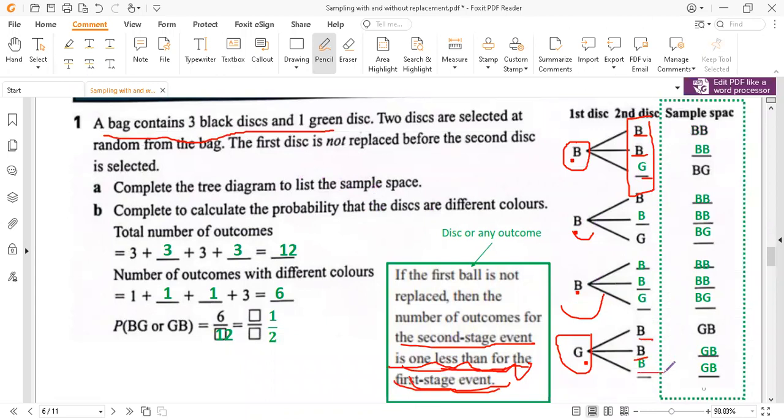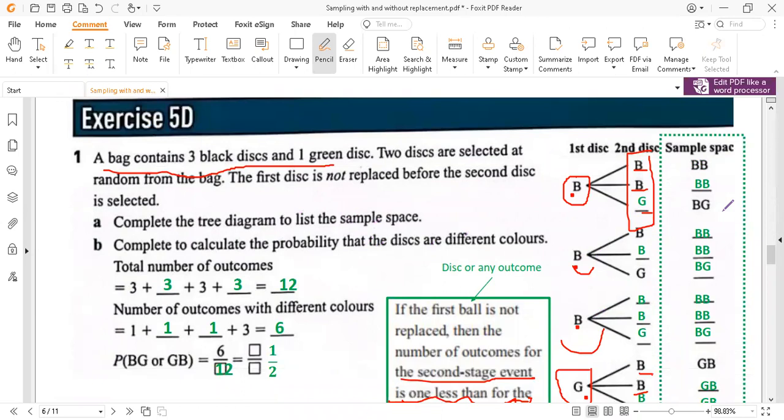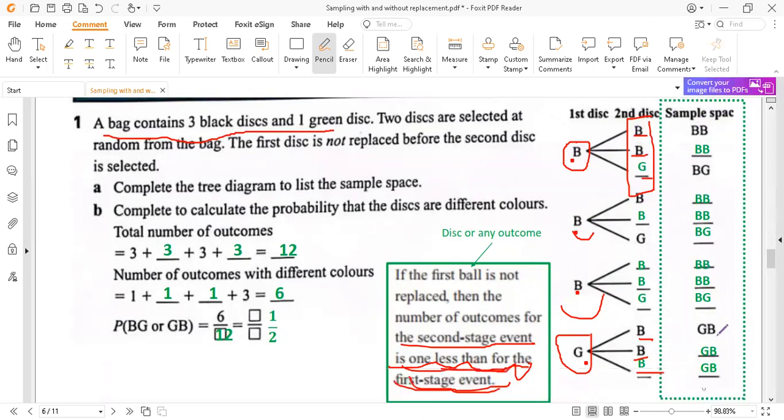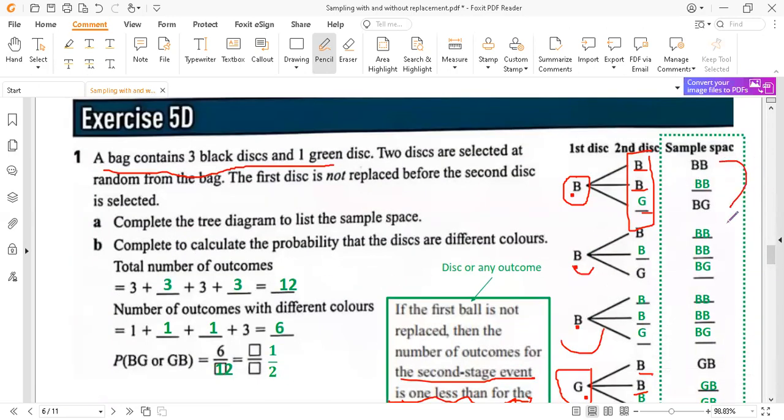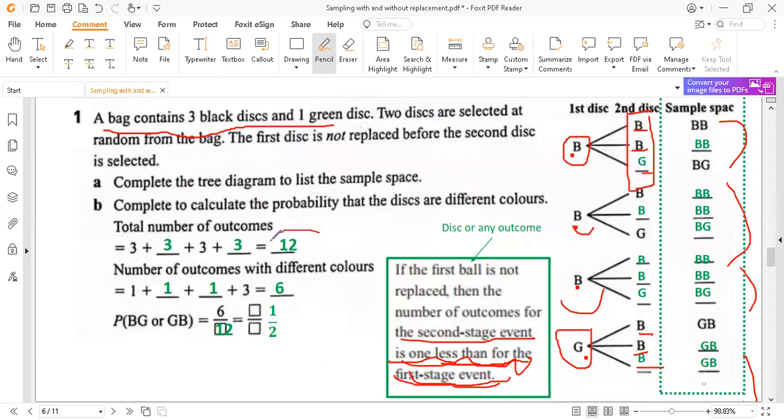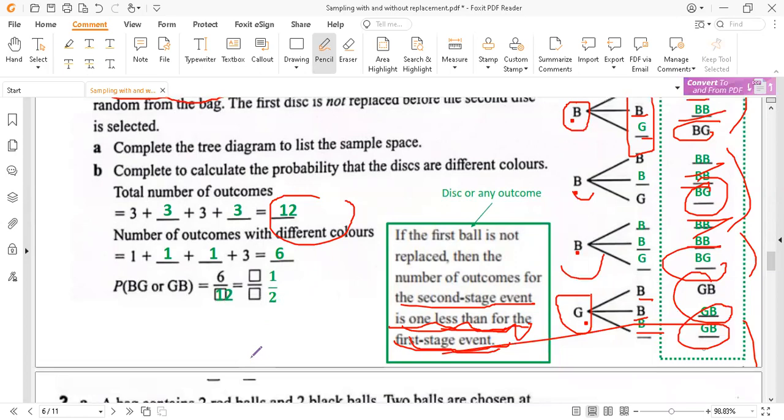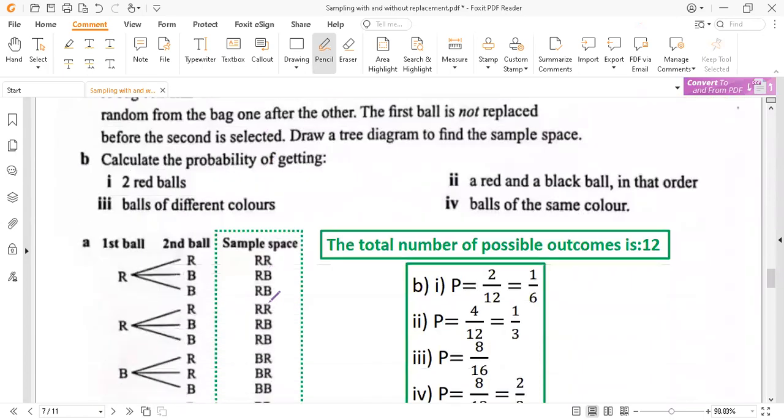So normally, if we write the sample space, all the possible outcomes, the elements of the sample space are BB, BB, BG, BB, BB, BG, and so on. In total we have 3 plus 3 plus 3 plus 3, so 12 is the total number of outcomes. And the number of outcomes with different colors is 6, so the probability is 6 over 12, which is equivalent to 1 over 2.